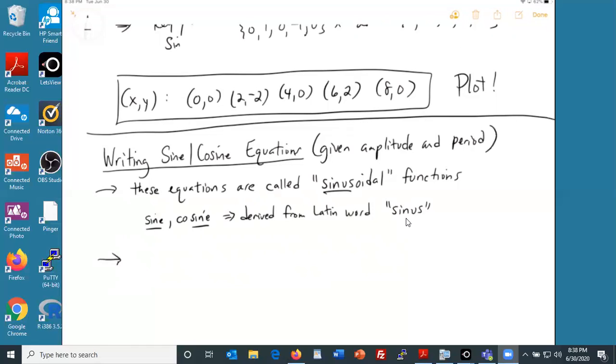Okay, now since we're given amplitude and period, we have to be able to find A and B from the amplitude and the period.